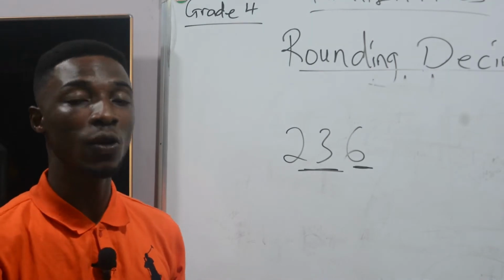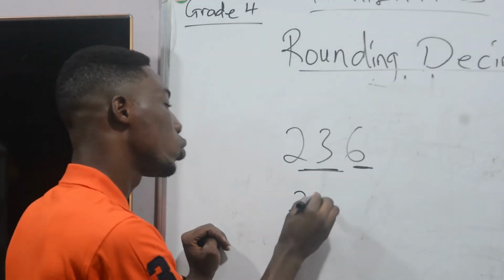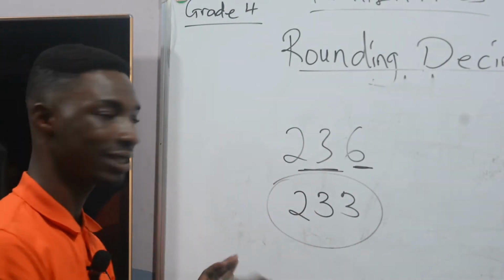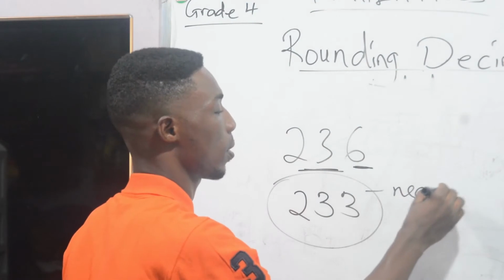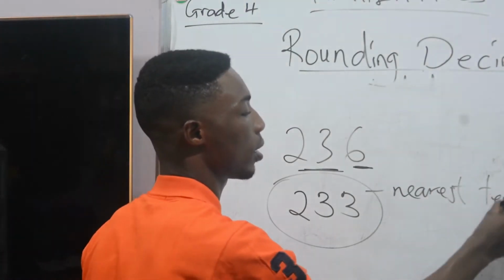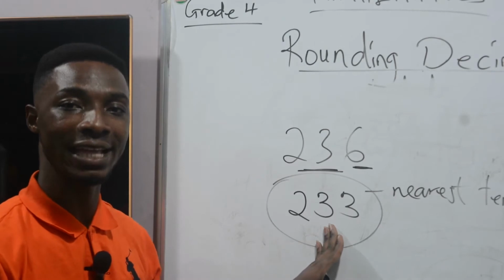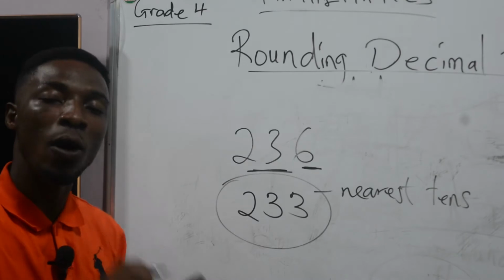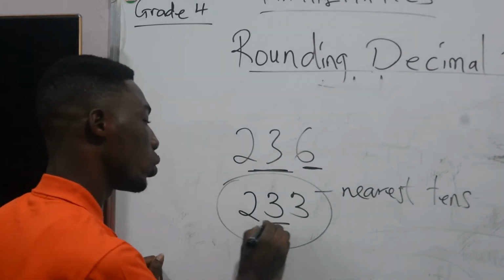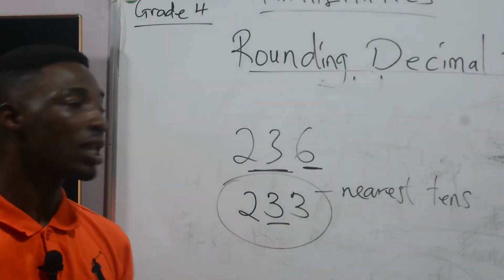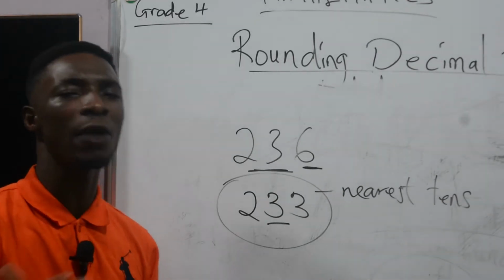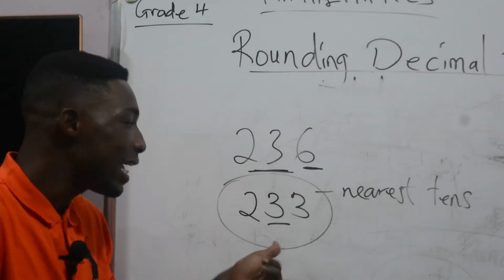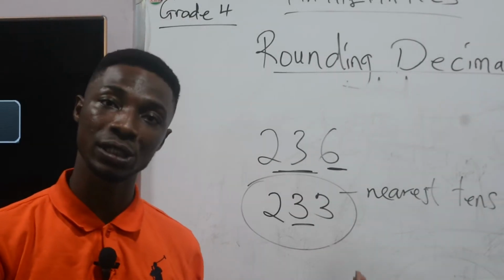This is what I mean. Supposing we were to have 233, and we are to round this number to the nearest tens. Then what we would have to do is to underline the number occupying the tens position. So this is the number occupying the tens position. Then you look at the number just after it. The number just after 3 is 3. It is in the ones position.